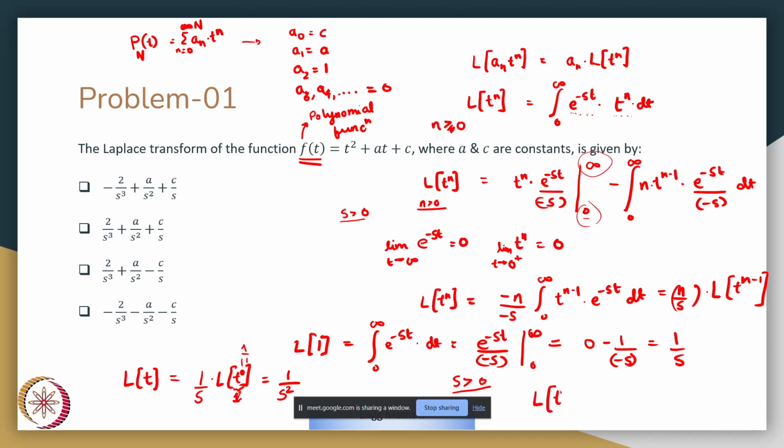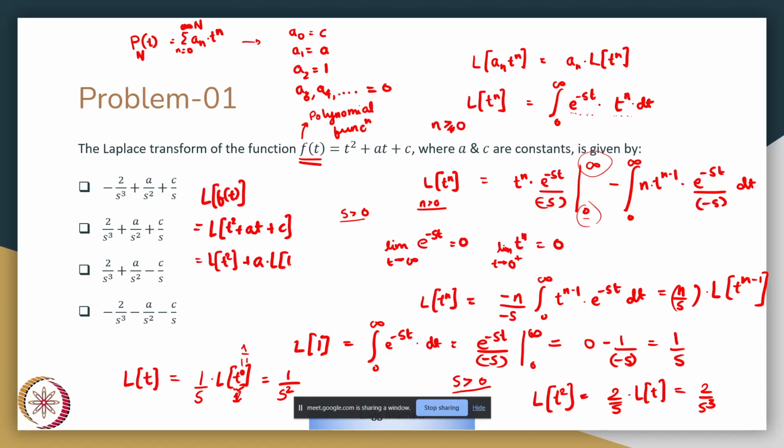Similarly, Laplace transform of t square becomes 2 by s times Laplace transform of t, which is nothing but 2 by s cube. So totally, our Laplace transform for the function f of t becomes Laplace transform of t square plus at plus c, which is nothing but Laplace transform of t square plus a times Laplace transform of t plus c times Laplace transform of 1.